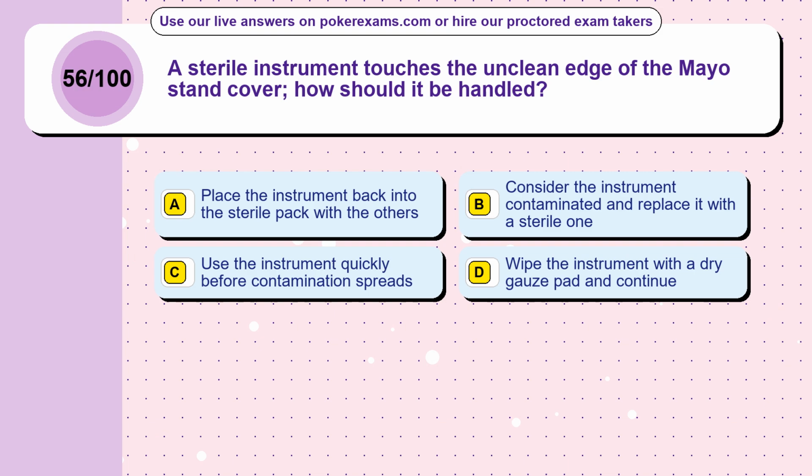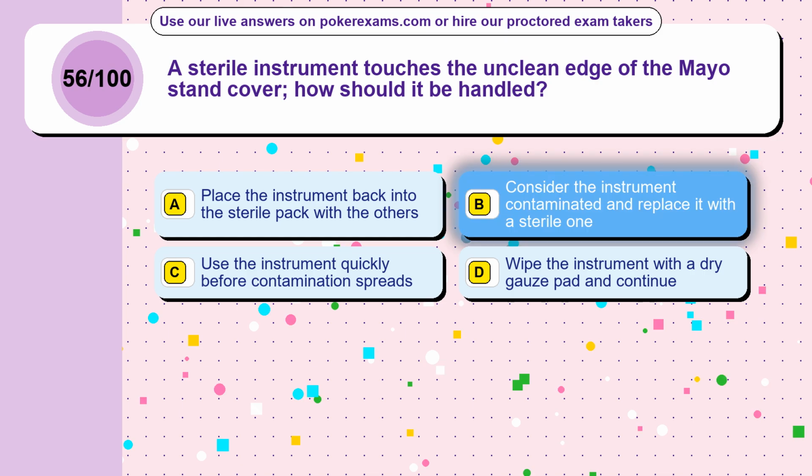Question 56. A sterile instrument touches the unclean edge of the Mayo stand cover. How should it be handled? Option A. Place the instrument back into the sterile pack with the others. Option B. Consider the instrument contaminated and replace it with a sterile one. Option C. Use the instrument quickly before contamination spreads. Option D. Wipe the instrument with a dry gauze pad and continue. The correct answer is option B.